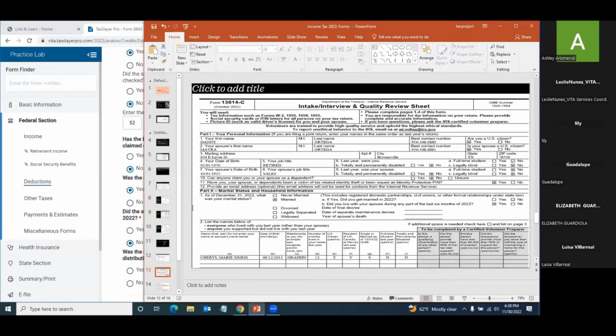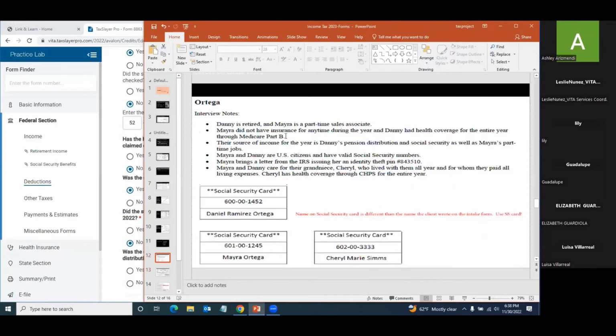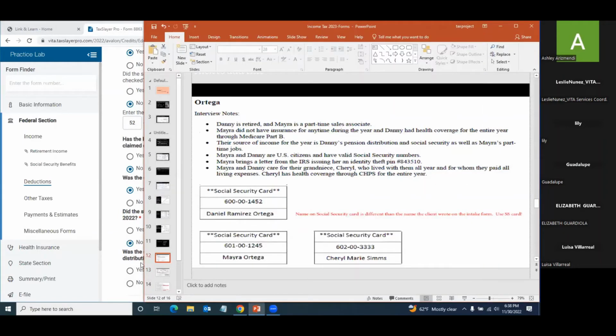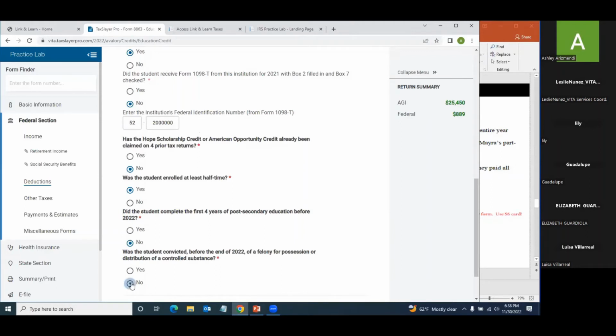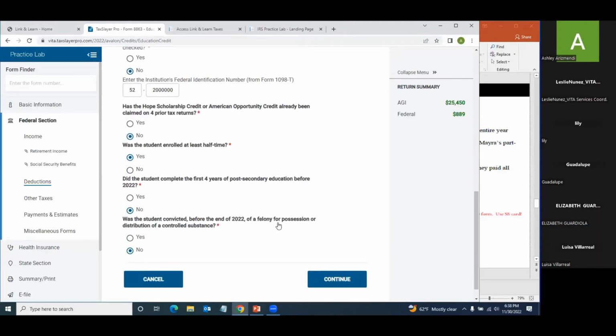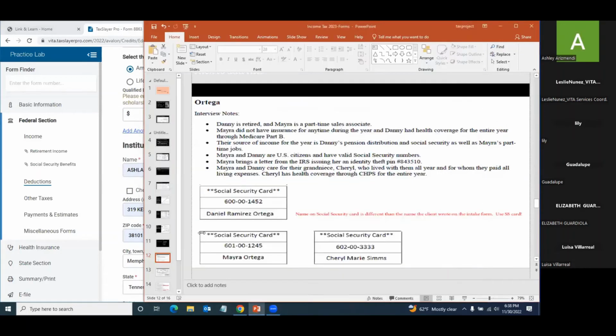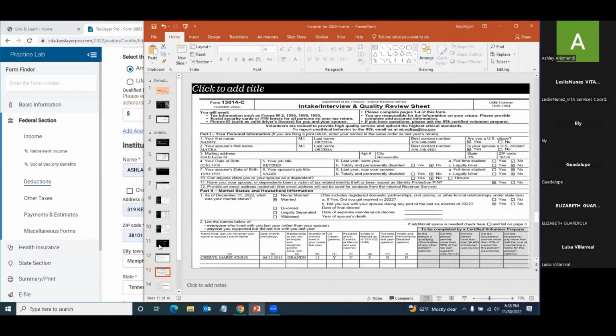But it would also tell you on the scenario if they had controlled substance or stuff like that. So for this case, we would put no, because they have not had a felony or possession or distribution of controlled substance. They haven't been convicted. If they would, the client would state that on the application. And then up here to determine the qualifying expenses, we go back to the 1098T.